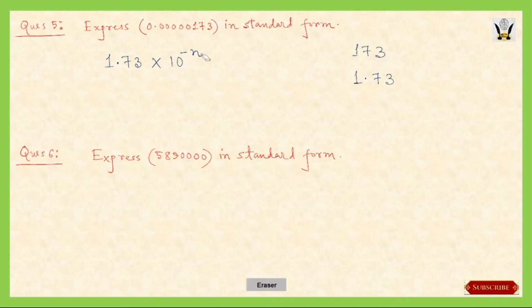So here after 1.73 we will be multiplying by 10 to the power minus 6. Then this 1.73, when multiplied by 10 to the power minus 6, will give us this value only. But this is the usual form and this is the standard form. Now in the next question we have another number which looks like an integer, and that has to be again expressed in standard form.